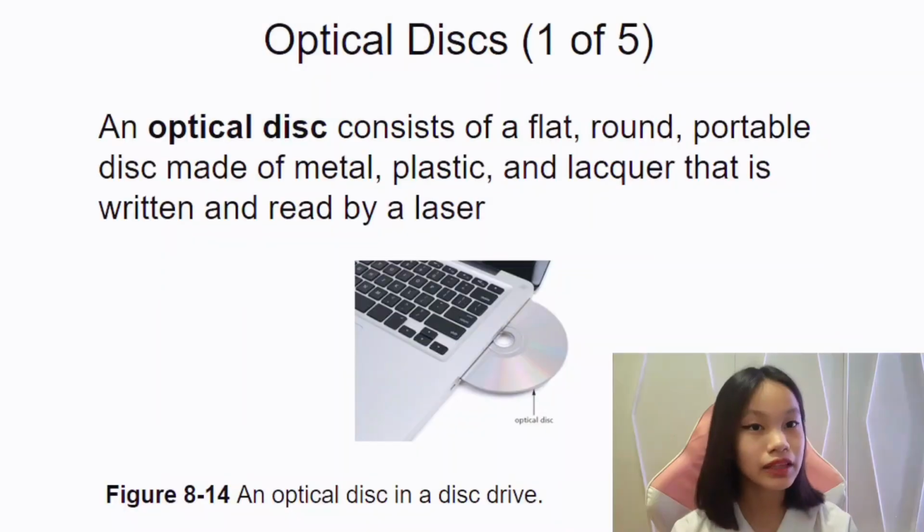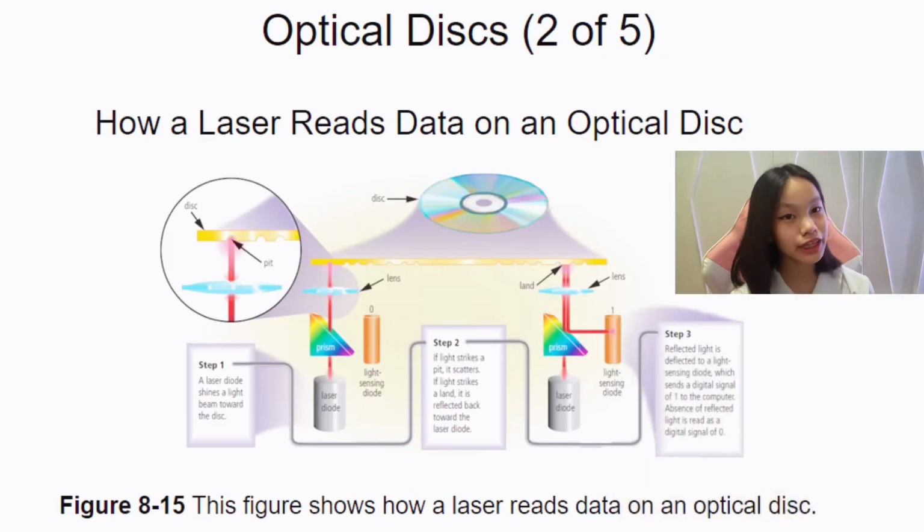Our next topic, optical discs. Some examples of optical discs are CDs, DVDs, and Blu-ray discs. Ito ay bilog na object na gawa sa either metal, plastic, or lacquer at nare-read and write siya using lasers. Sa figure na ito, makikita ang step-by-step process ng pag-read ng optical discs. Pero alamin muna natin ang parts niya.